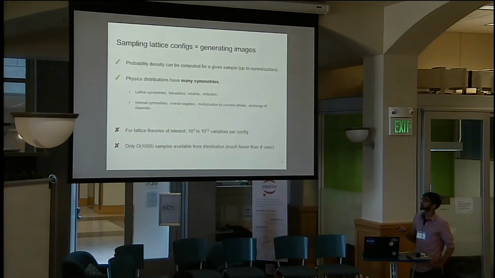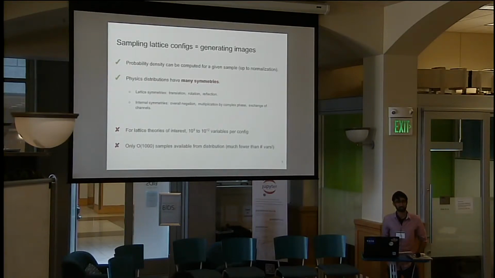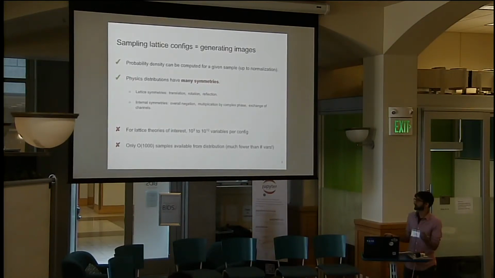There are similar internal symmetries that have to do with updating the values on the lattice sites as well. On the negative side, we're looking at theories that have many variables in our target theories of interest. So this was mentioned earlier today, but it would be ideal to try and target lattices that have order 10 to the 12 variables per configuration. And this is a very large scale problem that would make training difficult and also makes the practical implementation difficult at the end of the day.